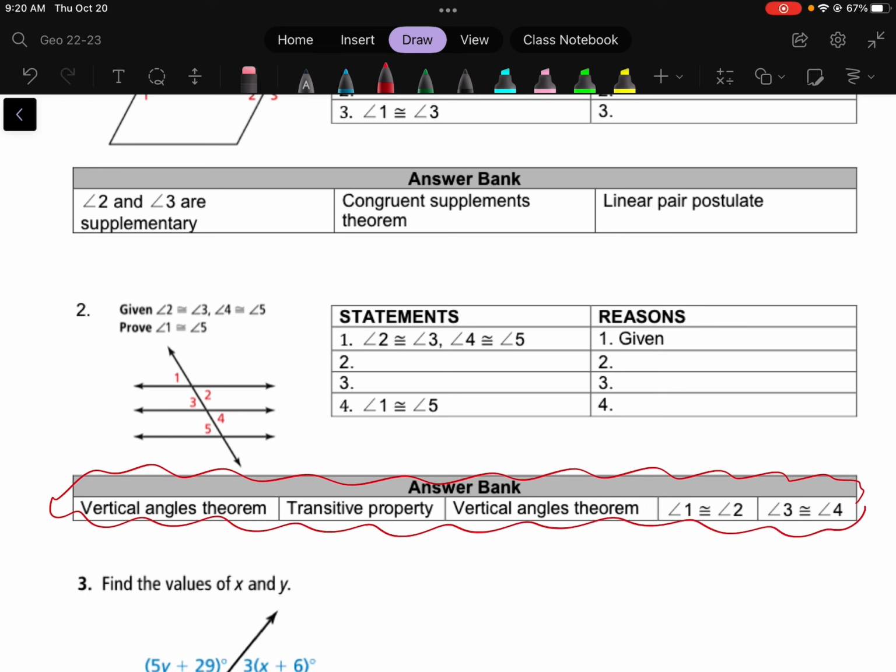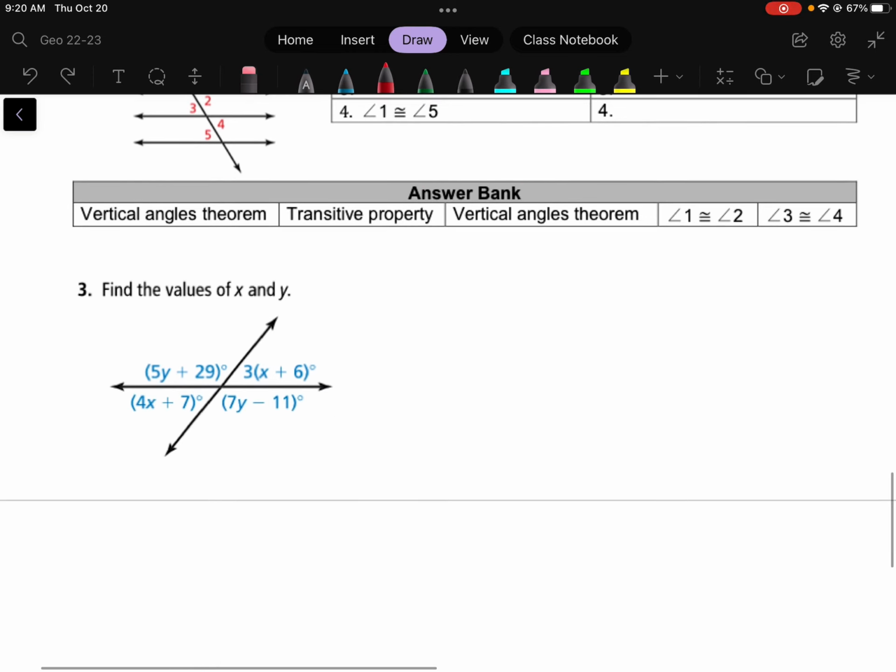Make sure you're trying to put things in the right order. Order is important when we're doing proofs. And then finally, the last question, you want to use that linear pair postulate or that vertical angles theorem to set up some equations to find the values of the variables x and y. All right, so good luck with that.